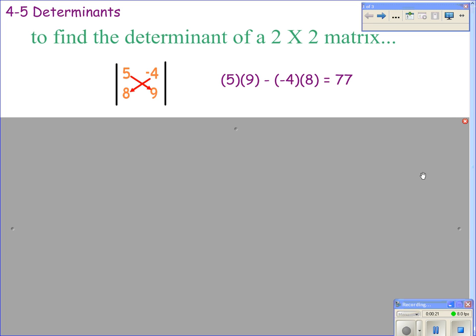So if we want to find the determinant of a 2 by 2 matrix, we're going to multiply diagonally. So that's what the red arrows are talking about. And then we're going to subtract those two numbers. So we're going to take 5 times 9 and subtract -4 times 8 and get a single answer.